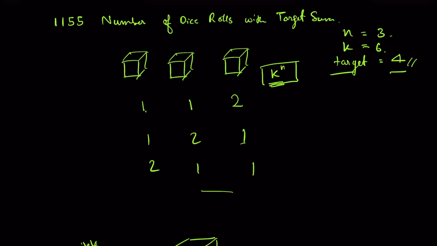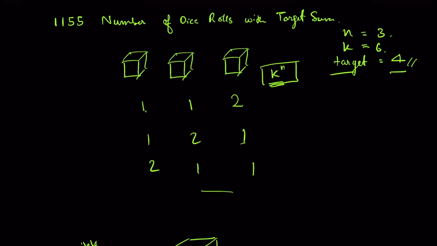Okay, let's look at this problem. Problem number 1155, number of dice rolls with target sum. In this problem, we are given three integers: n, which denotes the number of dice, k, which denotes the number of faces, so each die will have faces numbered from 1 to k, and then we have target, which is what we want to achieve after rolling these dice.